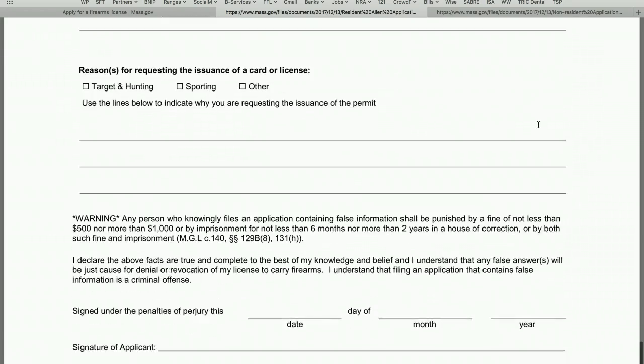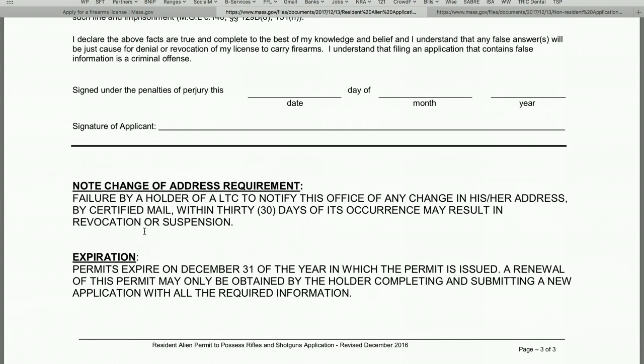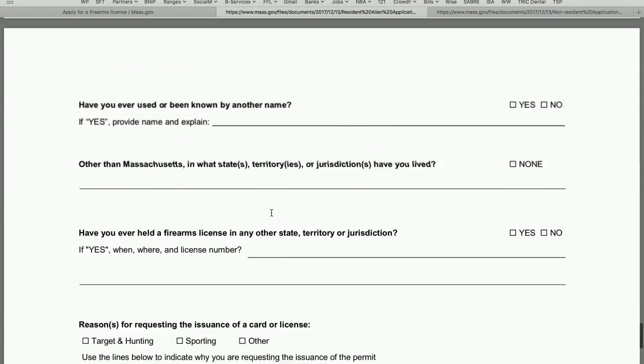So yeah, that's it right there for that. Just if you change your address, for anybody who has a license to carry or FID card, you have 30 days to notify the police station that issued you your LTC, the police department that you're moving to, and you need to send that letter to the headquarters. All three by certified mail, so that way you don't run into any legal issues. So that's pretty much it.